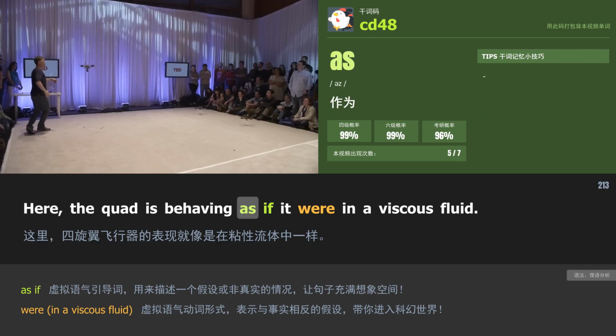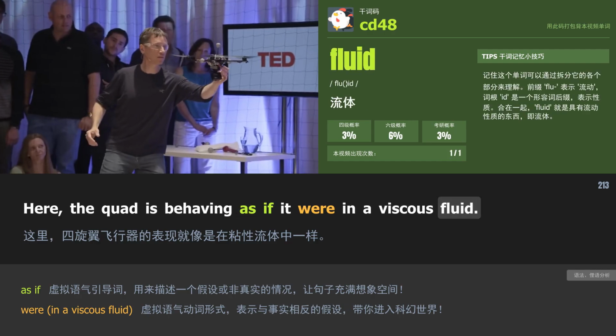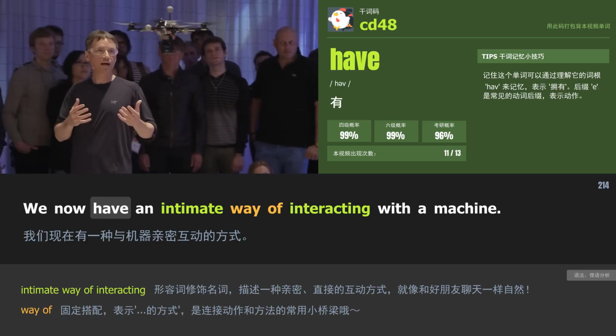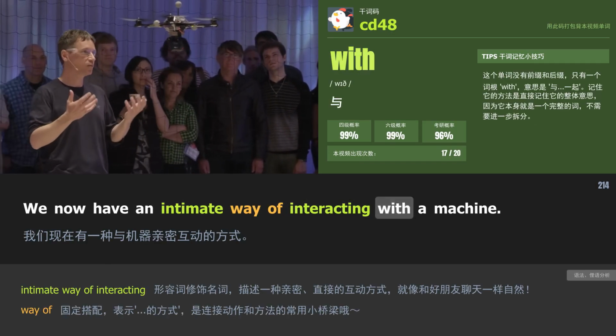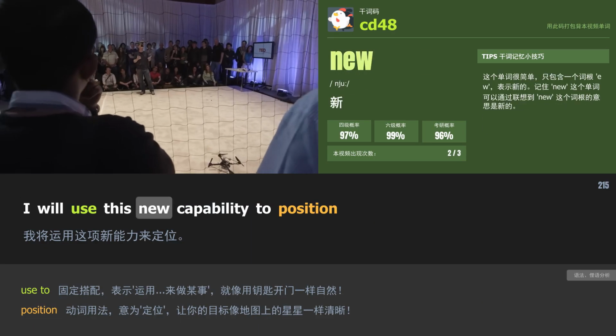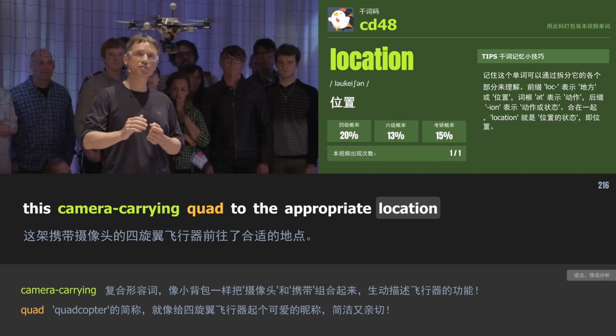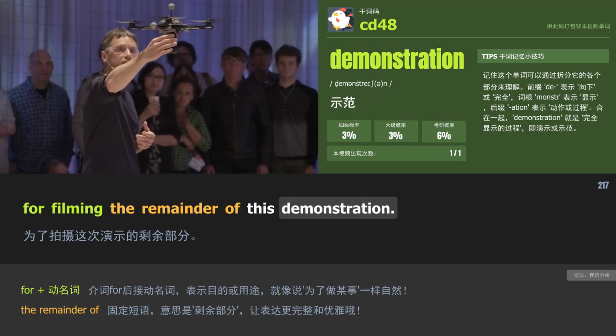Here the quad is behaving as if it were in a viscous fluid. We now have an intimate way of interacting with a machine. I will use this new capability to position this camera-carrying quad to the appropriate location for filming the remainder of this demonstration.